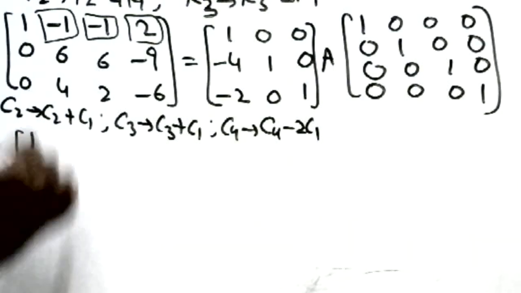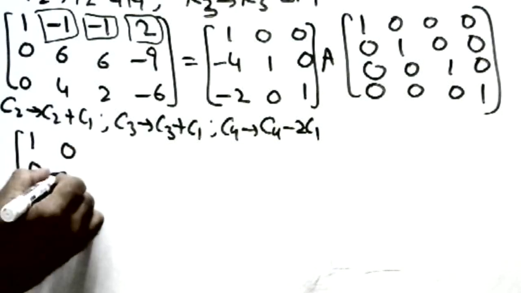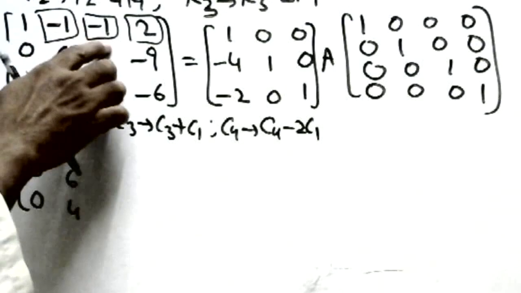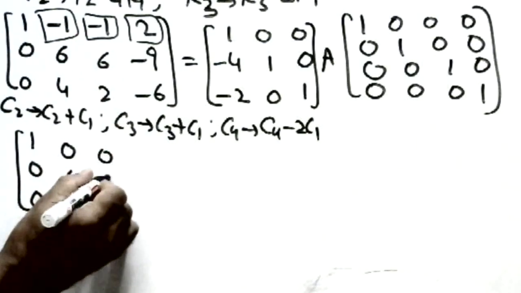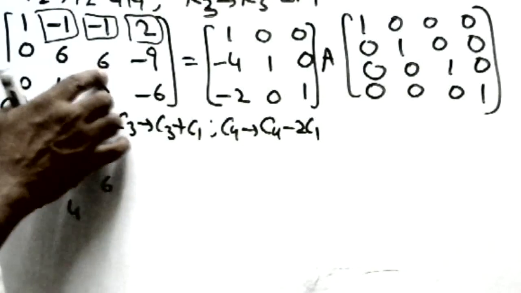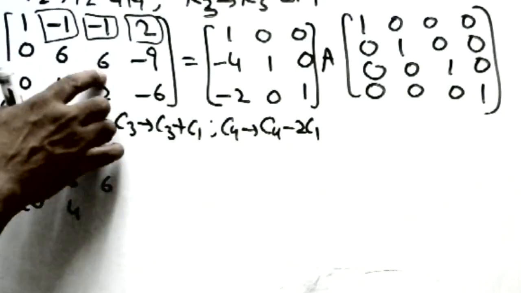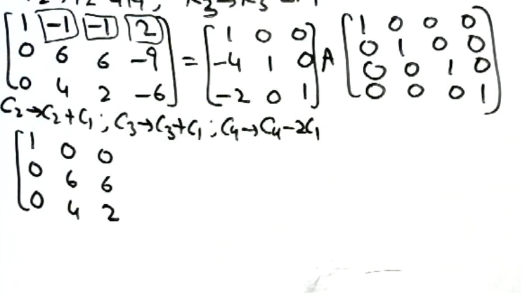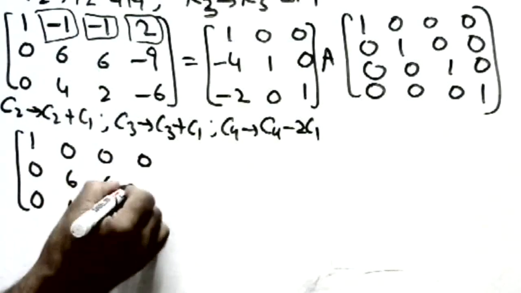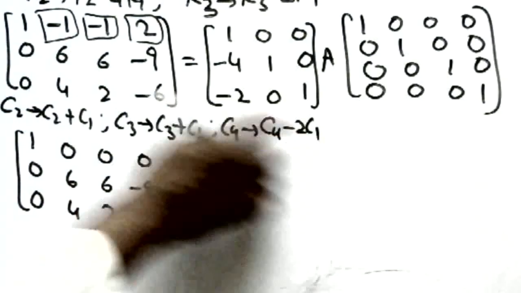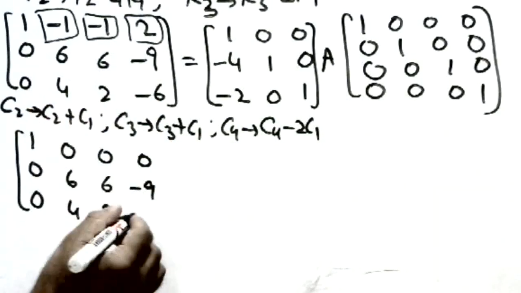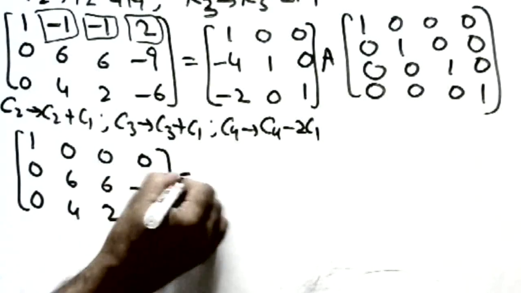Now let me change the columns. First one as it is. Now C1 plus C2: minus 1 plus 1 is 0, 6 plus 0 is 6, 4 plus 0 is 4. Next one is this one: minus 1 plus 1 we get 0, 6 plus 0 is 6, 2 plus 4, sorry, 6 plus 2, 0 will be 0, 2 plus 4 will be 2. Okay, now what is left here? 2 minus 2 ones are 2, minus 2 is 0, this will be minus 9, same. C4 minus 2 C1: minus 9 minus 2 into 0 will be minus 9, minus 6 minus 2 into 0 will be minus 6.